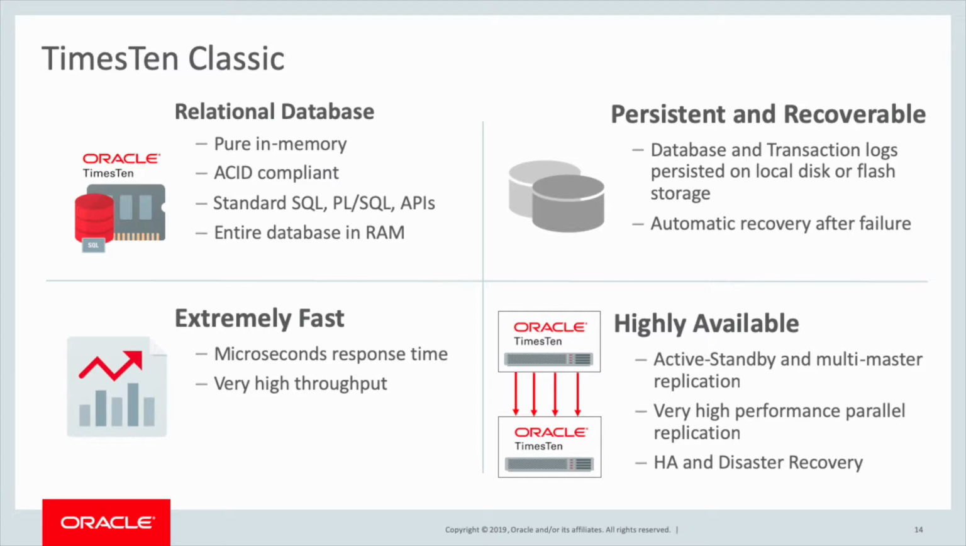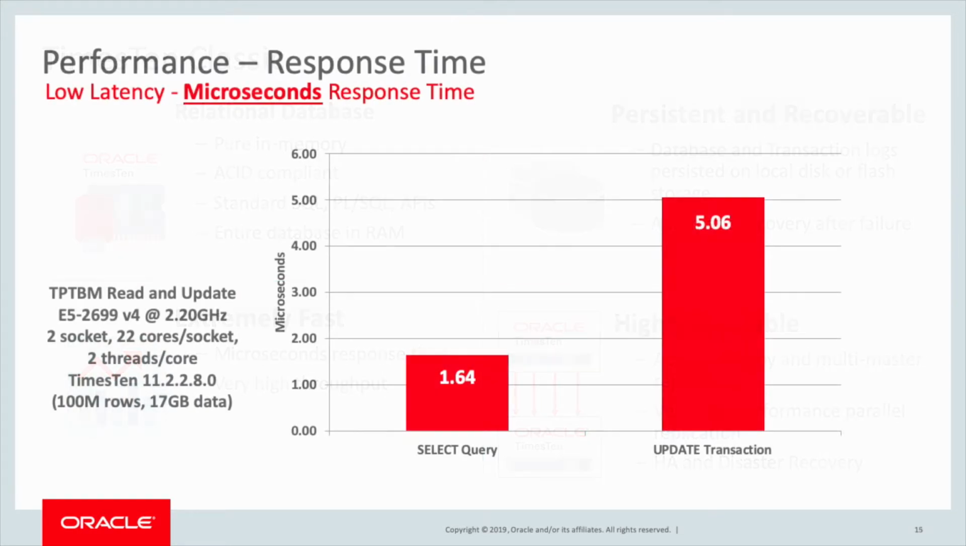It's very fast because it's in memory and it's been built from the ground up for speed, and particularly good for latency, very low latency. And it has HA through replication, either for local HA or disaster recovery or both. And that's again designed for very high performance, so it's highly parallelized and everything else. So that's TimesTen Classic. And that's the sort of performance you typically get. So this is key-based lookup or key-based update. Those are microseconds. Okay, less than 2 microseconds for a key-based select, and about 5 microseconds for a key-based update. That's fast.